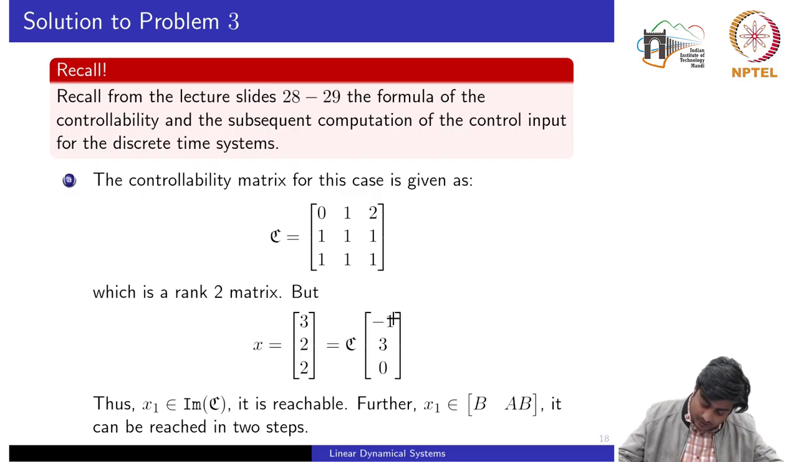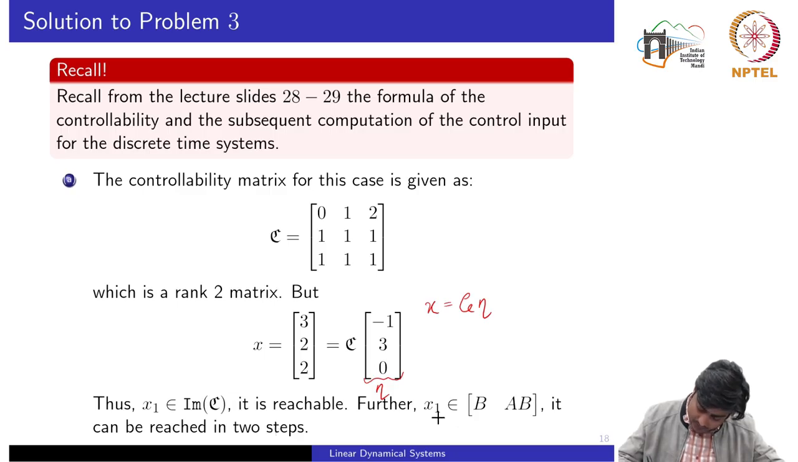So by computing ad hocly, or searching for this eta, we find that for this specific eta, which is -130, this equation is satisfied, meaning to say x is C eta, where eta is now given by this. This x1 belongs to the image of the controllability matrix. Okay, so this state is reachable.